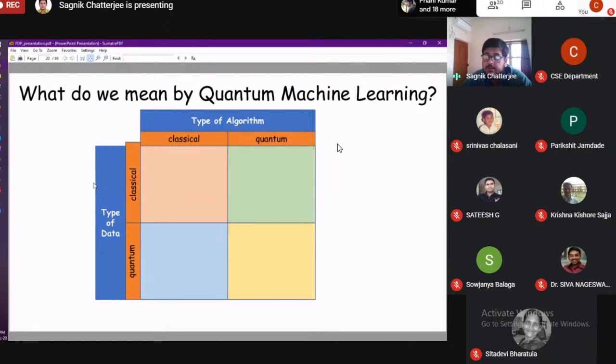So this is something that you have to keep in mind. Just because theoretically it says that we have an advantage doesn't mean it translates practically. Okay. So classical inputs and classical algorithms are classical machine learning algorithms. We are all aware of support vector machines, normal neural networks, linear regression, logistic regression, reinforcement learning. Anything that we know or are aware of so far are classical machine learning algorithms.